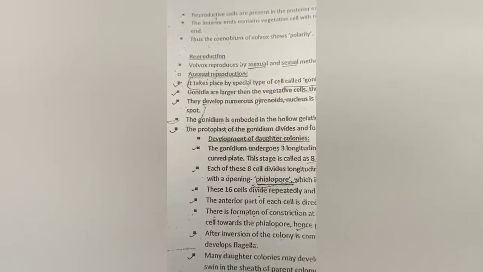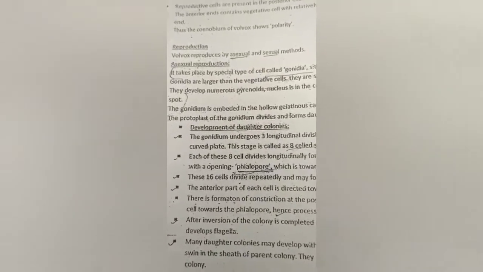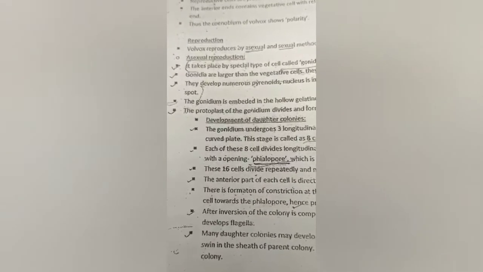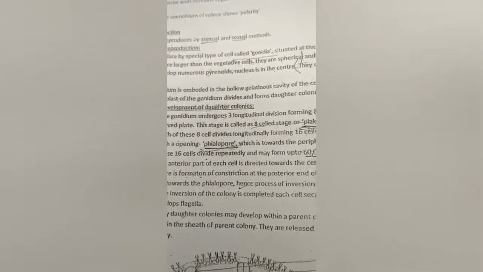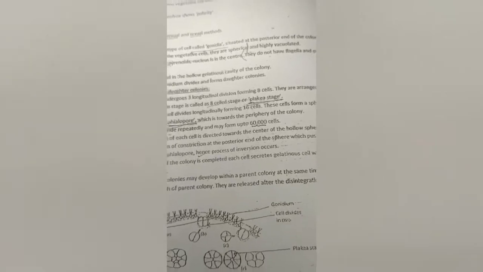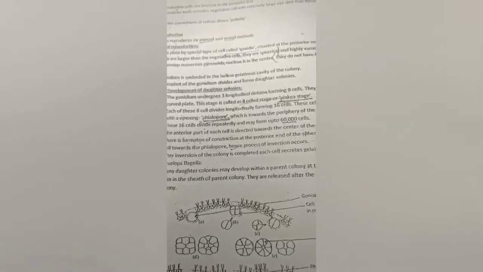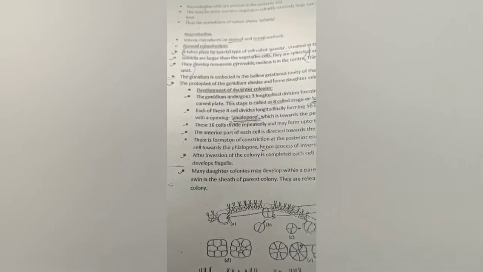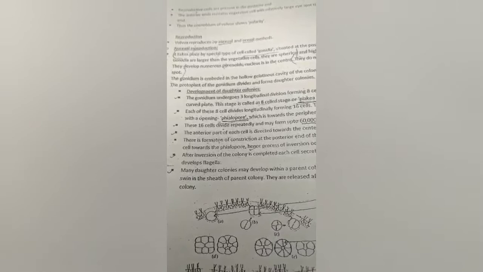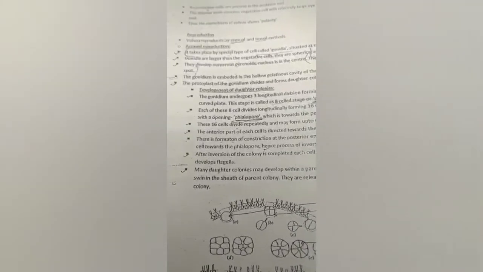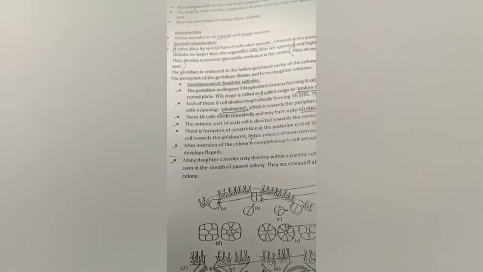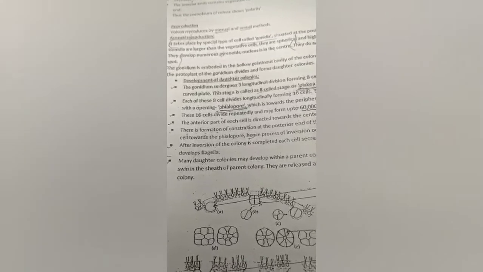Reproduction in Volvox. Volvox reproduces by asexual and sexual means. Asexual reproduction takes place by a special type of cell called gonidia, situated at the posterior end of the Volvox. Gonidia are larger than the vegetative cells. They are spherical and highly vacuolated. They develop numerous pyrenoids. The nucleus is in the center. They do not have flagella and eye spots. The gonidium is embedded in the hollow gelatinous cavity of the colony. The protoplast of the gonidium divides and forms daughter colonies.